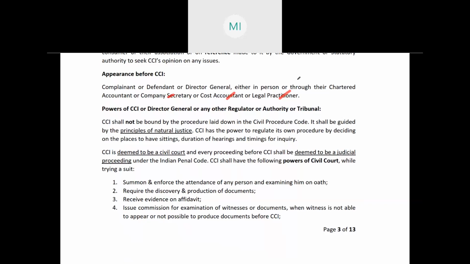Just remember, the CCI, Competition Commission of India, shall not be bound by the procedure laid down in the Civil Procedure Code, but it shall be guided by principles of natural justice. So, what do you mean by principles of natural justice? Principles of natural justice are nothing but that you should give an opportunity of being heard before passing an order. That is what the principle of natural justice is.